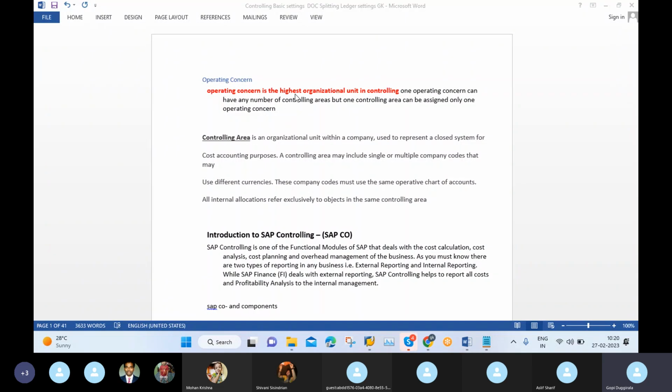Operating concern is the highest organizational unit in controlling. One operating concern can have any number of controlling areas, but one controlling area can be assigned to only one operating concern. This is also a very, very important question. In interviews, they are asking how many controlling areas we can set up under one operating concern. Under one operating concern, we can create n number of controlling areas. But the thing is, one controlling area can be assigned to only one operating concern. What is this logic?